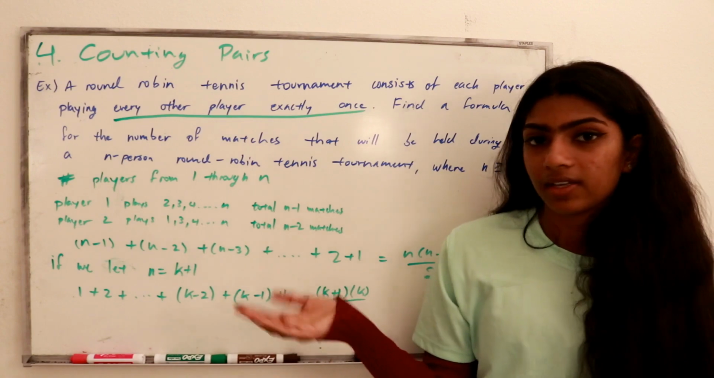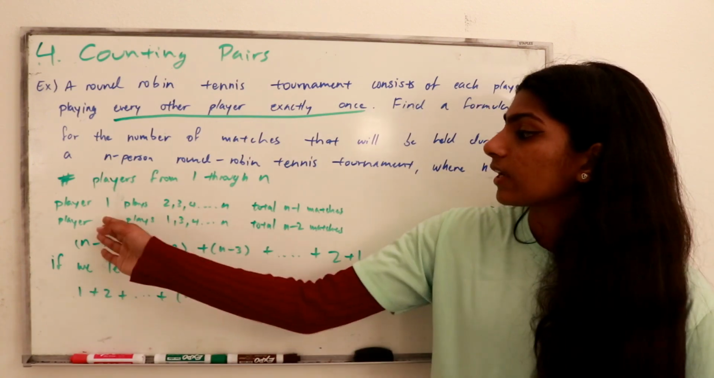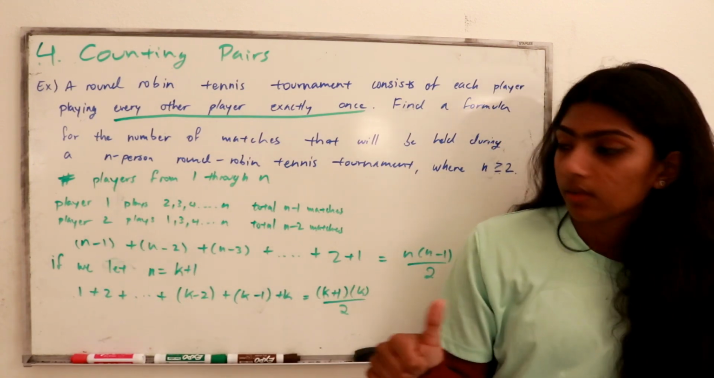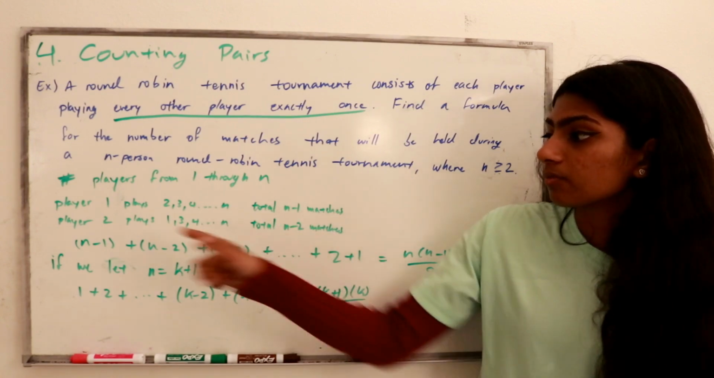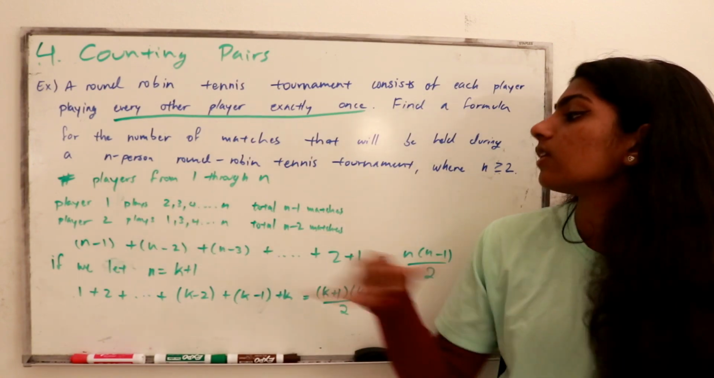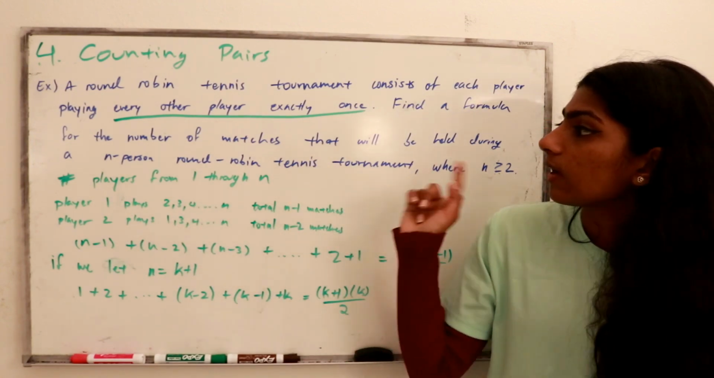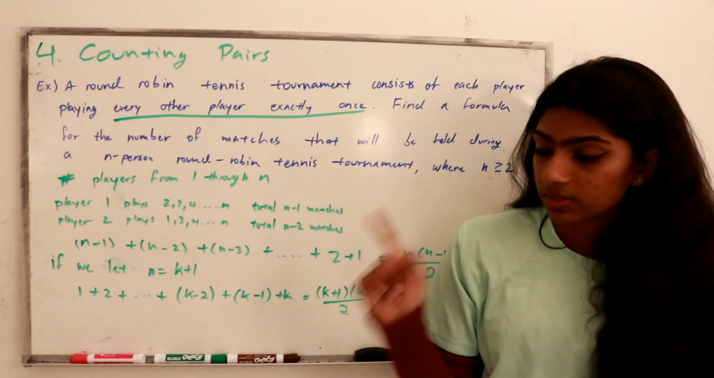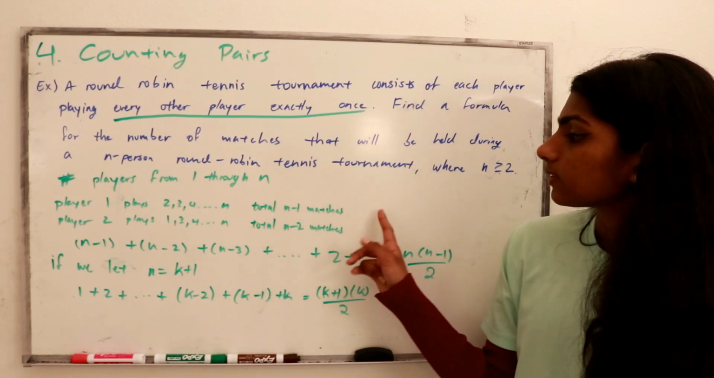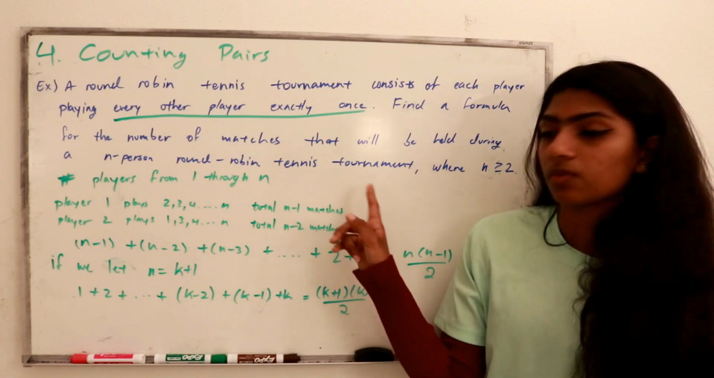And we don't know what n is. N can be anything. And player 2 is going to play player 1 and player 3, 4, 5. So remember, a player can't play themselves, and they can only play every other player exactly once. So this gives us a total of n minus 1 matches for player 1.